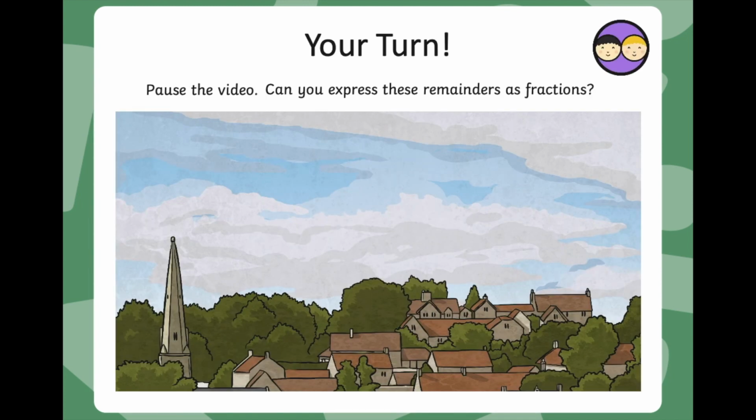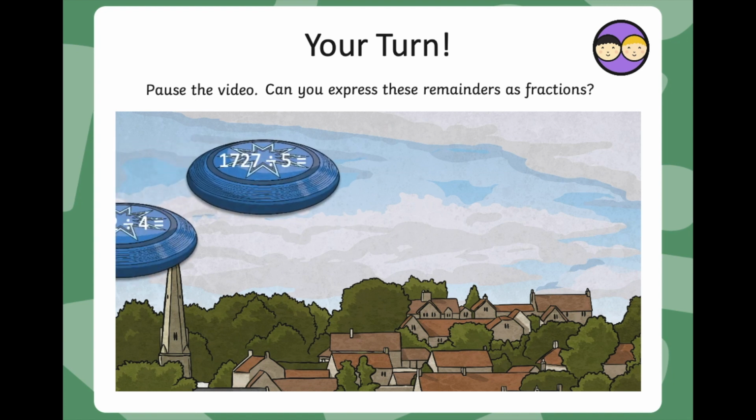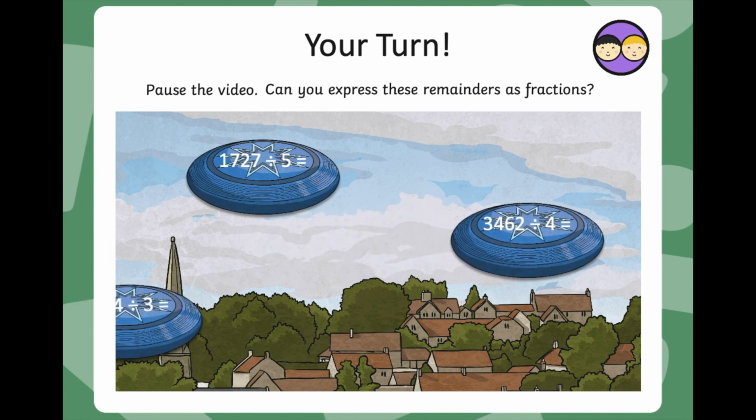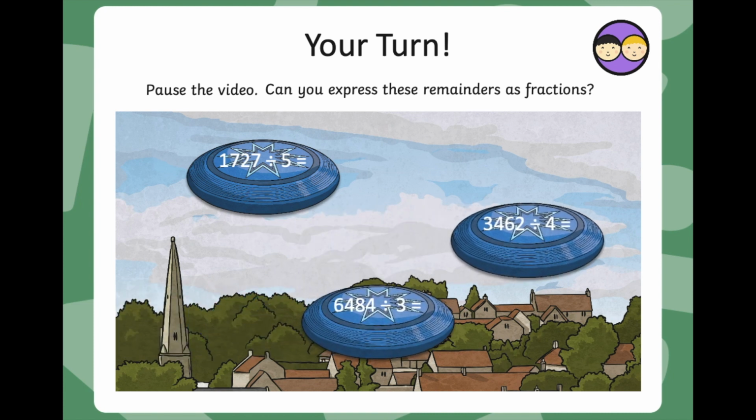Your turn. Pause the video again here. Can you express these remainders as fractions? So 1,727 divided by 5, 3,462 divided by 4, and 6,484 divided by 3.